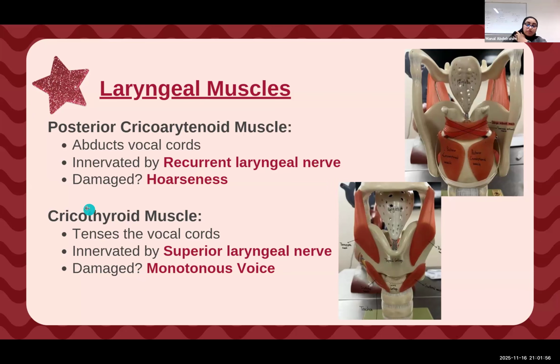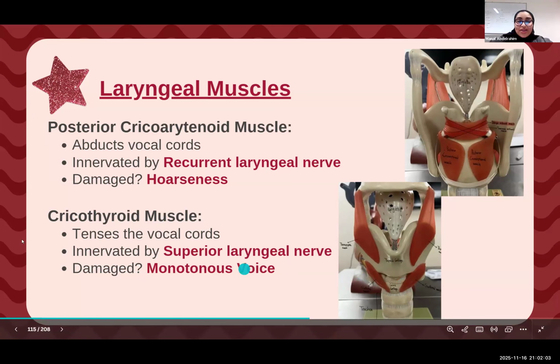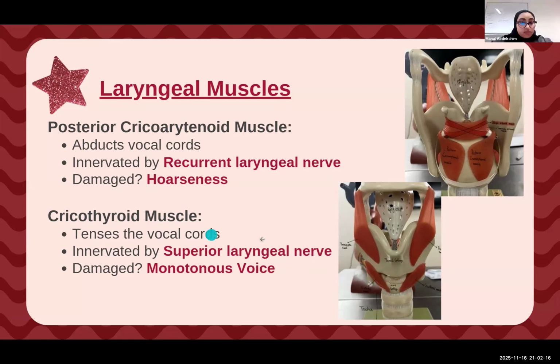For the cricothyroid, again, we'll break down the name: crico for cricoid, thyroid for thyroid cartilage. It's found anteriorly because we said the thyroid cartilage is anterior. The main function of this muscle is to tense the vocal cords. It's innervated by the superior laryngeal nerve, and if it were damaged, we would have a monotonous voice.